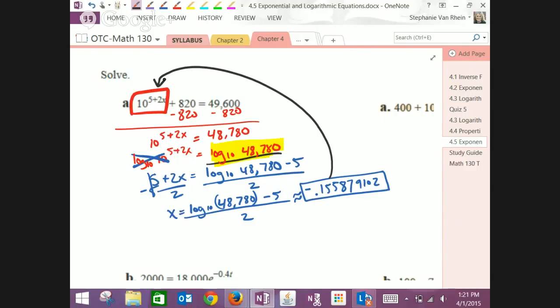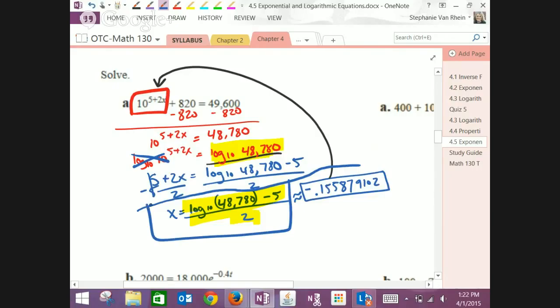Okay, so yeah, you put it to a power. That's divided by 2. Yeah, that kind of looks that way. But this is divided by 2. So this is here, not this. So you take log of open parenthesis 48780 close parenthesis minus 5 enter, divided by 2.